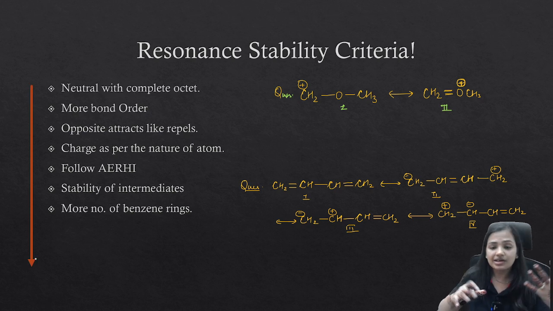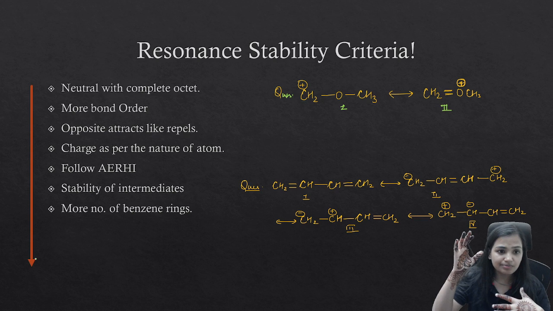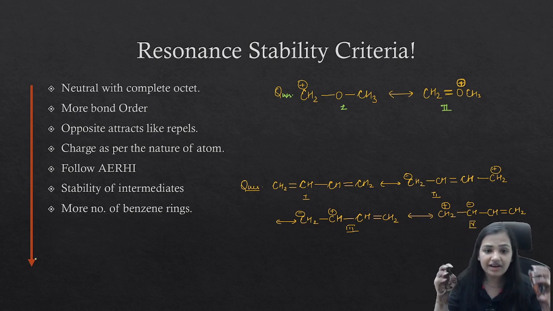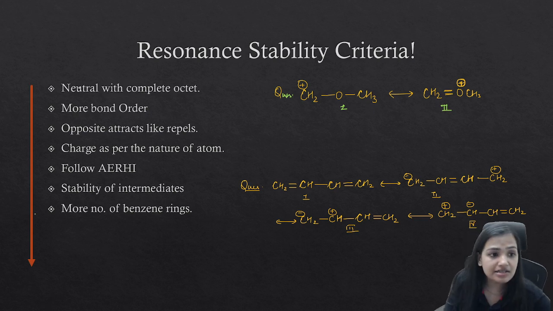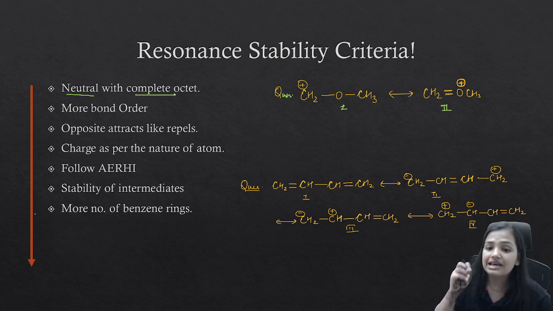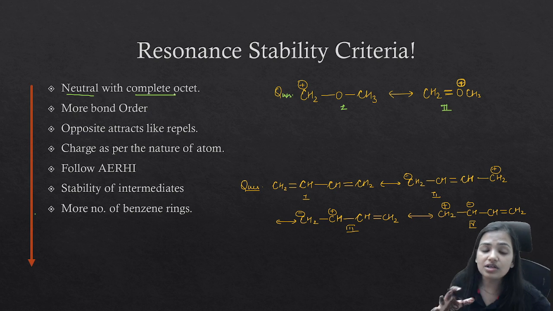Yes, we can't go with any point at any time. No, we have to follow a specific order. We have to move from top to bottom. So this means, let me make you understand. The first point says the neutral with complete octet, meaning any structure which is neutral and has its octet complete is going to be the most stable structure.